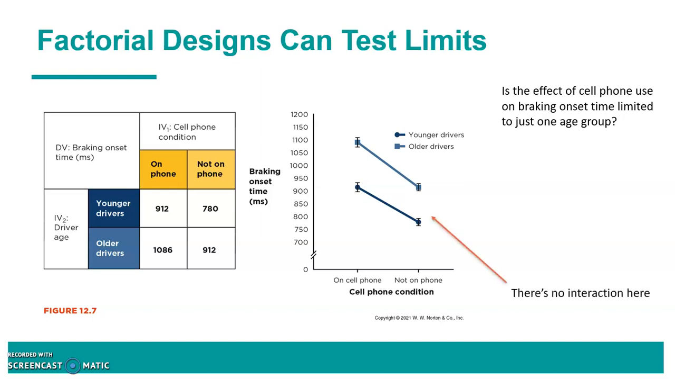And by the way, there is no interaction there, and I'll explain later how you can tell. But just briefly, it does matter whether you're on your cell phone or not. You're going to brake slower when you're on your cell phone, and older drivers brake slower than younger drivers, but there is no difference in the differences. Whether you're old or young, being on your phone impacts your braking, and it impacts it about the same whether you're old or young in this example. So there's no interaction there. There are differences, but there's no difference in the differences.